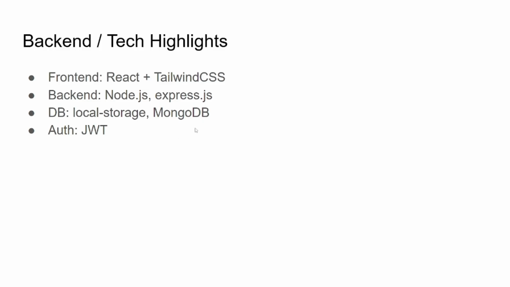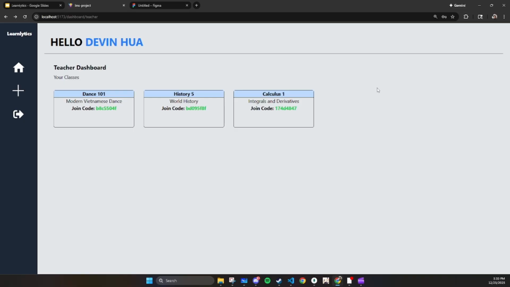For the front end, I used React and Tailwind, and for the back end, I used Node.js and Express.js for the server. For the database, I use local storage and MongoDB to store users and class schemas, and for authentication, I used JWT. Here on the dashboard, you can see your classes, a navigation bar on the left, and a personalized message. I designed this page to make it easy for users to see their classes.